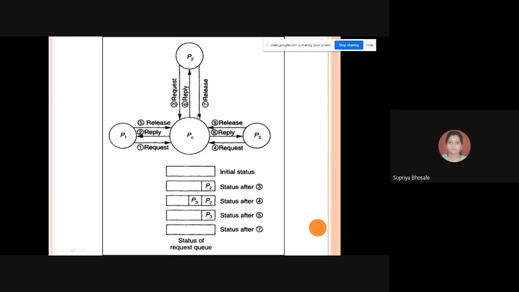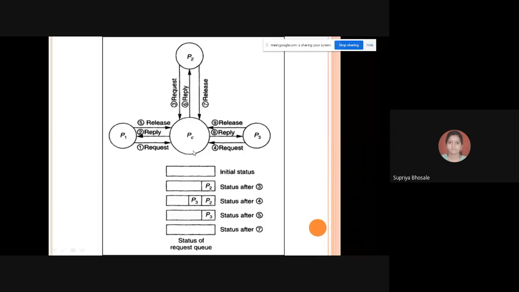आता या P1 च्या रिलीज नंतर स्टेटस काय असणार आहे माझा क्यूचा, की फक्त या ठिकाणी फक्त मला P3 दिसणार आहे. का? कारण रिलीज मेसेज P1 चा आल्यानंतर लगेचच इमिजिएटली माझा P2 हा पुन्हा क्रिटिकल सेक्शन मध्ये जाणार आहे. बरोबर आहे? आता नाउ सो दिस इज द स्टेटस आफ्टर फिफ्थ कॉल. इथे रिप्लाय मेसेज गेलाय आणि त्यानंतर सपोज P2 चं काम झालंय. ही हॅज सेंड द रिलीज मेसेज टू द कोऑर्डिनेटर.